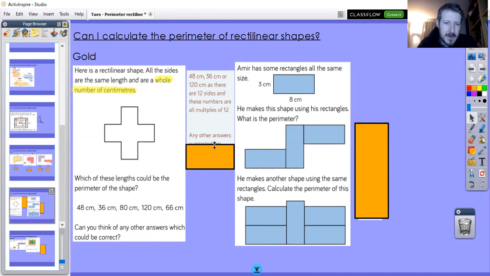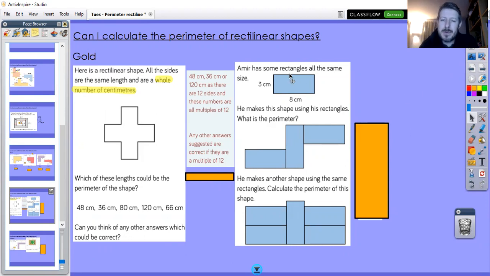Okay, let's have a look. So 48, 36 or 120 centimeters, as there are 12 sides and these numbers are all multiples of 12. Any other answers suggested are correct if they are a multiple of 12. Because there are 12 sides, you could have found the perimeter. Any of those would be correct. All the sides are the same length, so they would need to be equal.